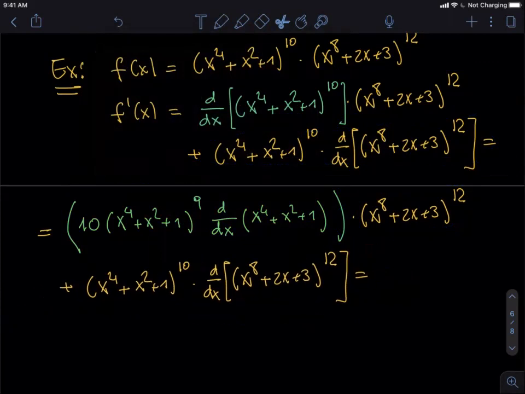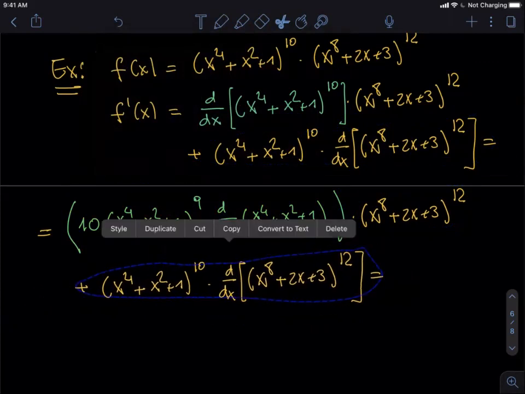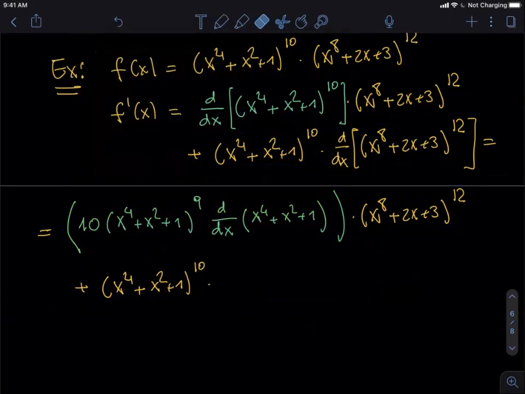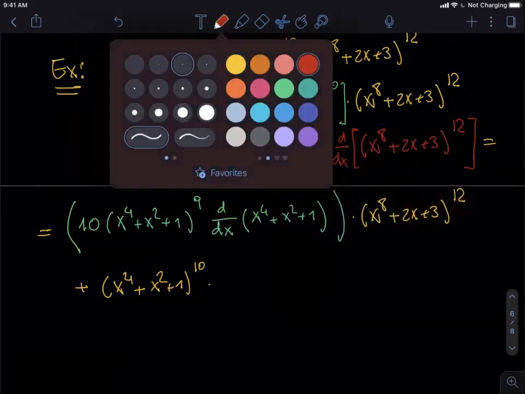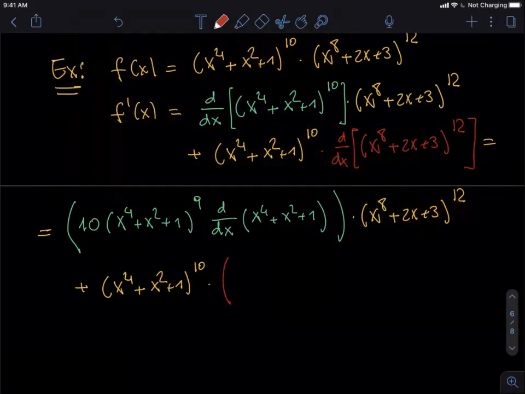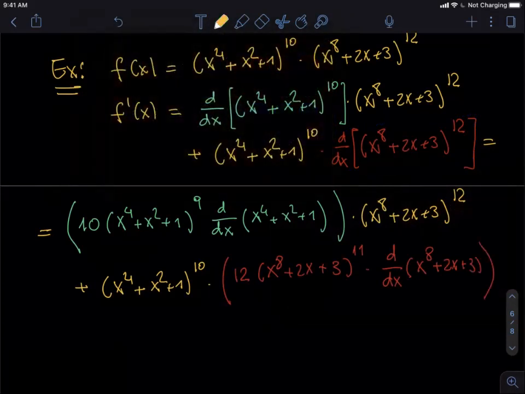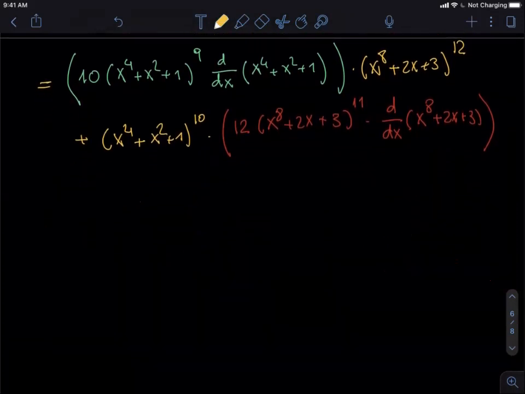Okay, remember there is a first factor, and then I don't need this, this is what I want to compute. Then this part here, let's use a different color, let's say red. For this part here, what I get is 12, the base to the power 11 times the derivative of the base, x to the power 8 plus 2x plus 3. Okay, are we done? No. We are not done because we still need to find these two derivatives, but then we will be done.